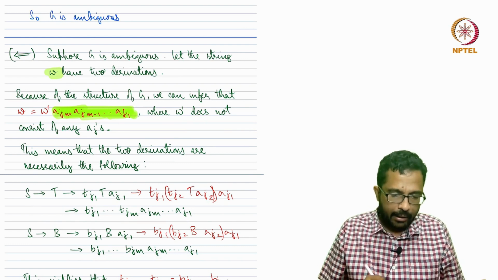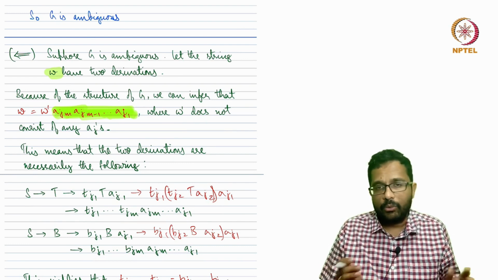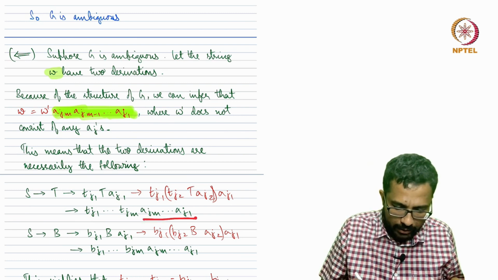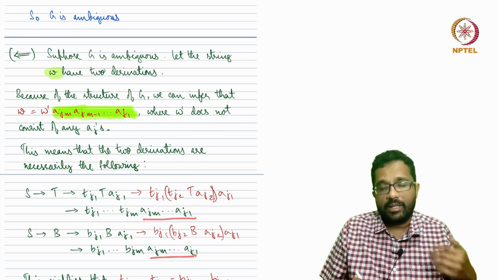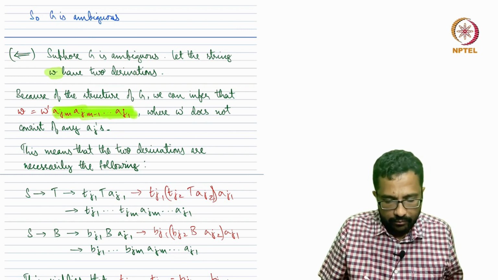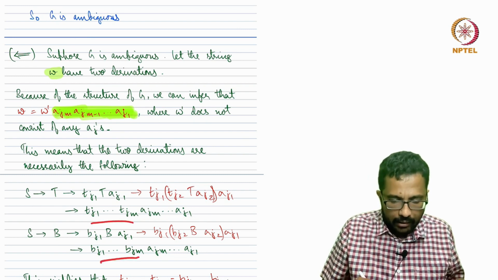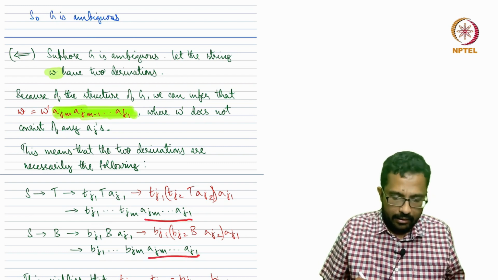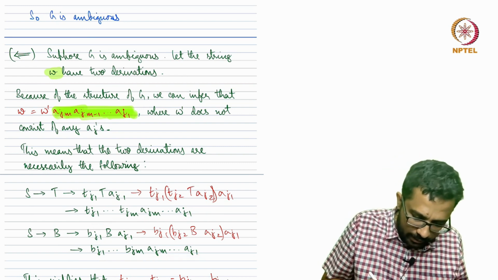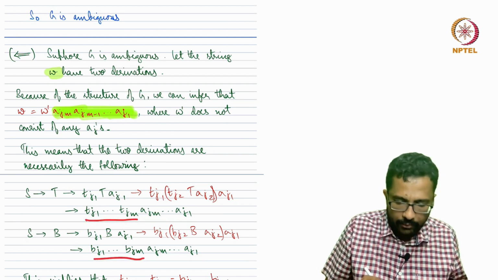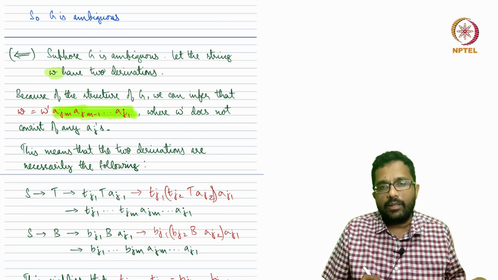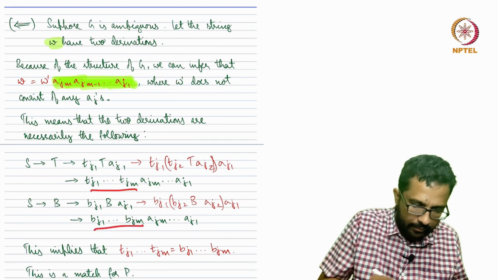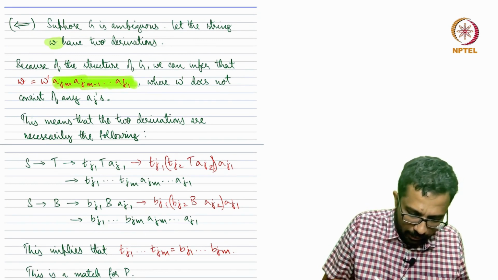By assumption this is the same string derived in two different ways, right? And we assume that ajm up to aj1 is a common suffix, and that's why we got these two derivations. Since ajm up to aj1 is common, the w prime part has to be the first part, Tj1 up to Tjm and Bj1 up to Bjm. This means that this part is the same.